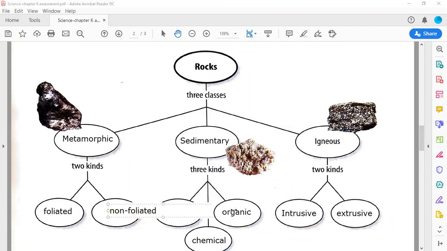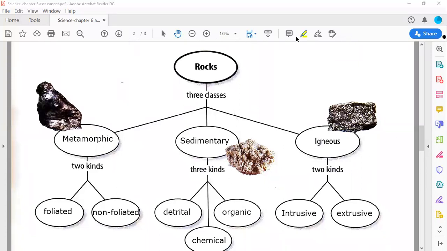Okay, so this diagram mostly shows the types of rocks, right? There are three classes, and each class has two or three kinds, and this is what you actually have to keep in mind. Give me 1 second. Let me take a screenshot. All right, I did already.